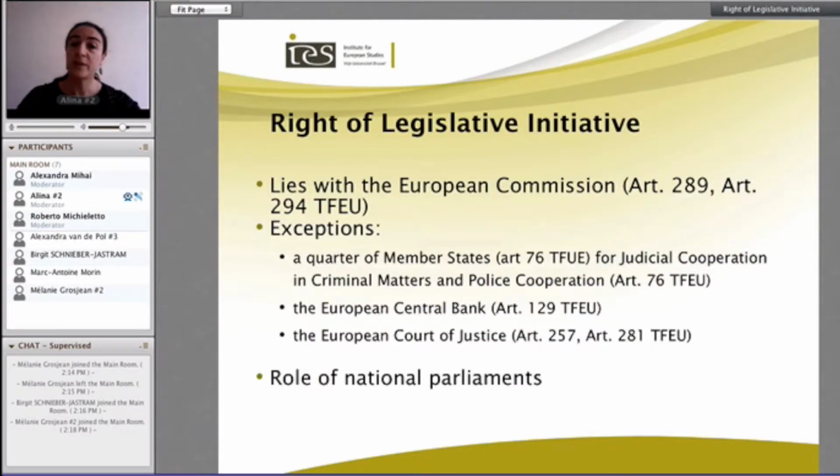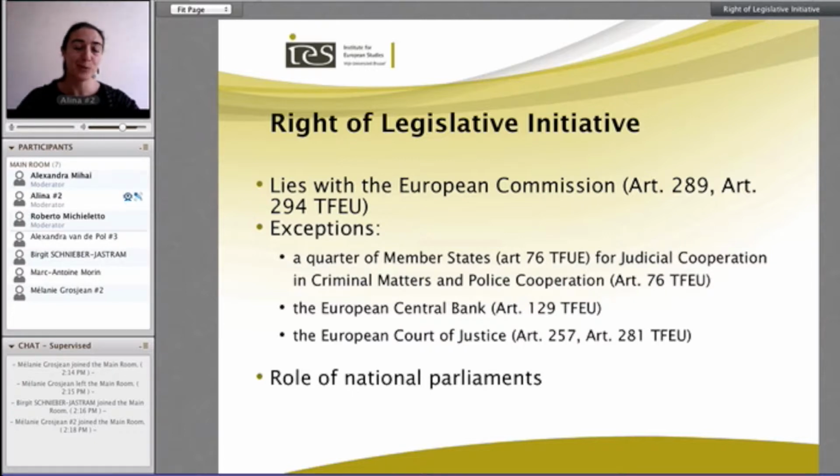I'll just say a few words about the right of legislative initiative, before I pass on the word to Roberto. So basically this right lies with the European Commission. I've put in also here the treaty articles that you can consult if you would like to have additional information. That's quite a considerable right, because it puts the Commission in a very strong position, because that way the Commission also shapes the agenda of the other institutions. It determines what comes on the agenda of the European Parliament and the Council at the same time. And the European Commission is the sole institution that has this right.